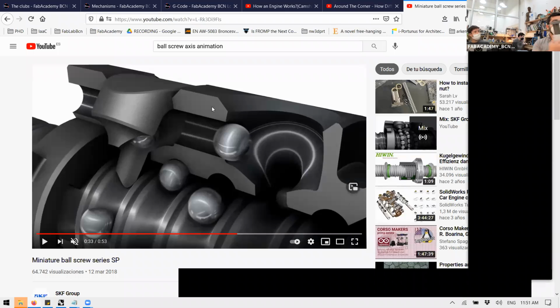This is the same as this one, but in industrial quality. Like you increase accuracy, reduce the friction. Yeah, it's the best.